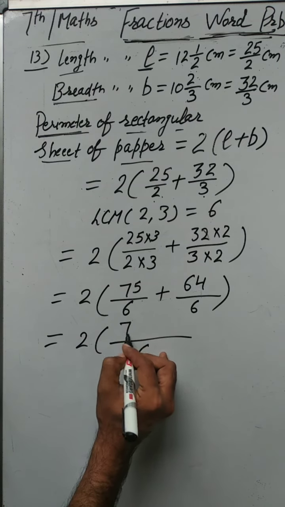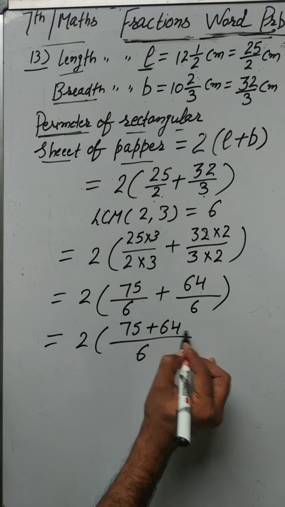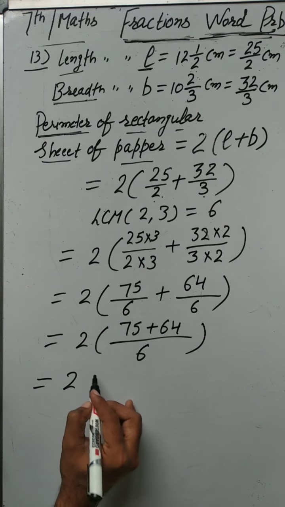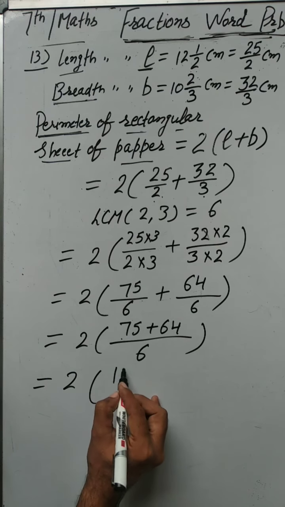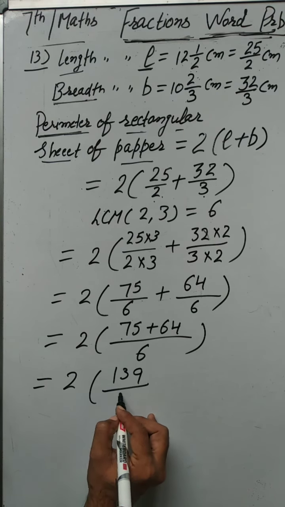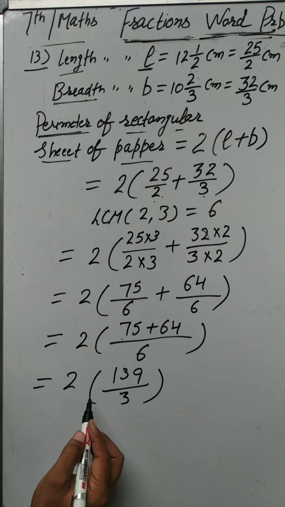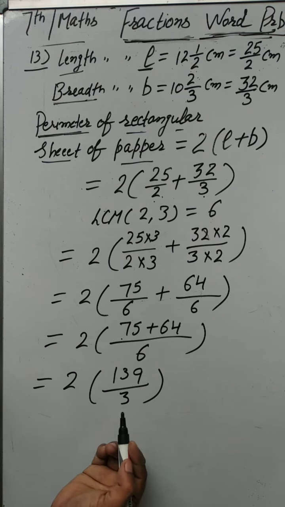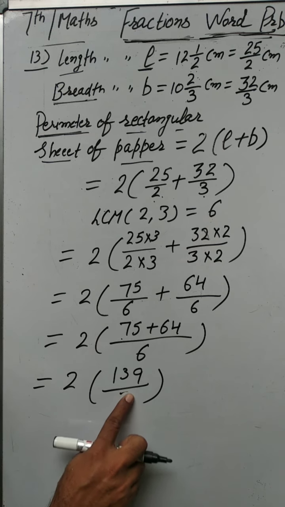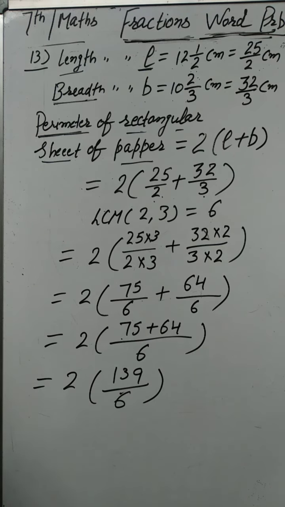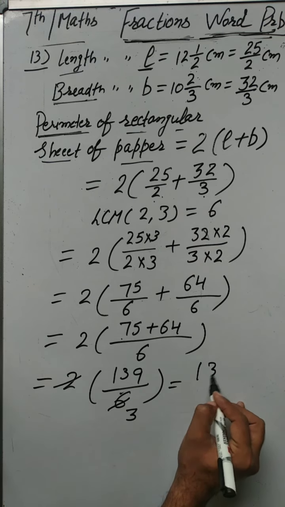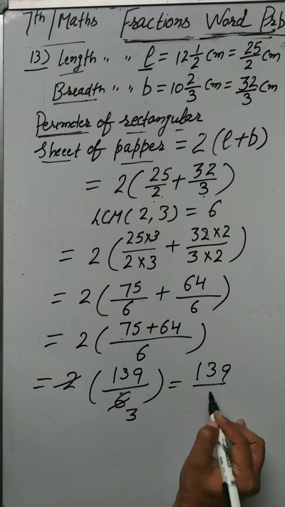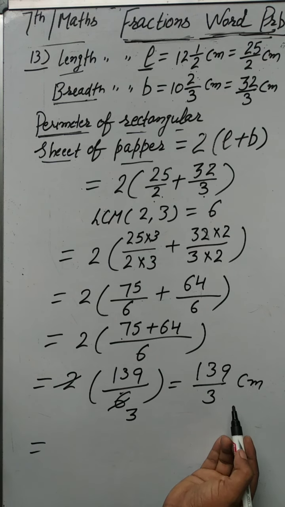LCM is 6. Here 75 plus 64. Understood beta? Now 75 plus 64 is equal to 139 upon 6. It becomes 2 of 139 upon 6. Sorry, here your denominator is 6. Okay beta, now it will cancel by 3. 2 3s are 6. So it becomes 139 upon 3. This is the perimeter of a rectangle. You can also leave the question here, no problem.